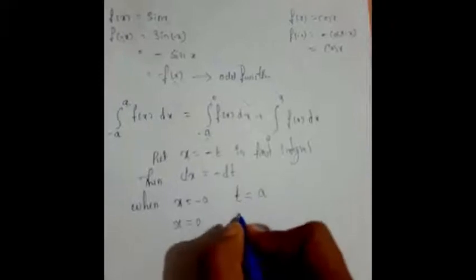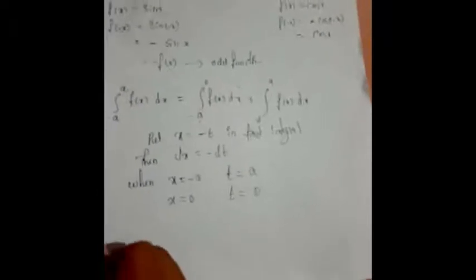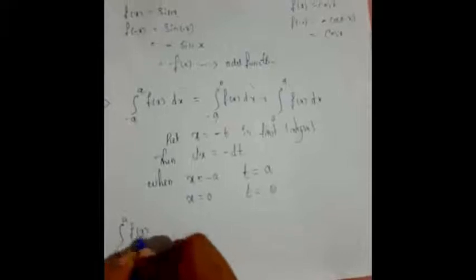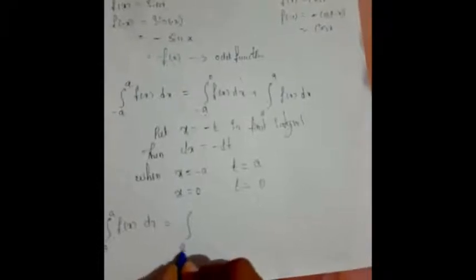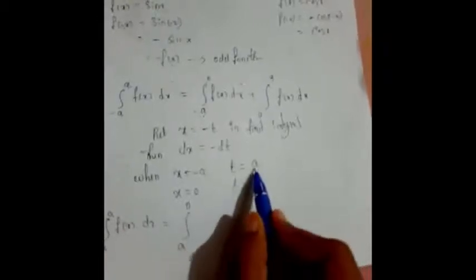Then our upper limit is what? 0 is there. What would be the t value now? Yes, if I put x is equal to 0, t is equal to 0. Now your lower limit is a, upper limit is 0. Yes, then the integral from minus a to a of f of x dx is equal to the integration from minus a to 0. We are trying this one only in the first integral, no? So your lower limit is a, upper limit is 0.